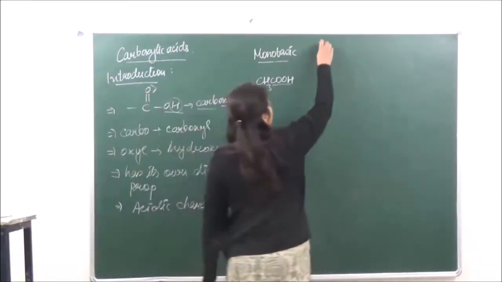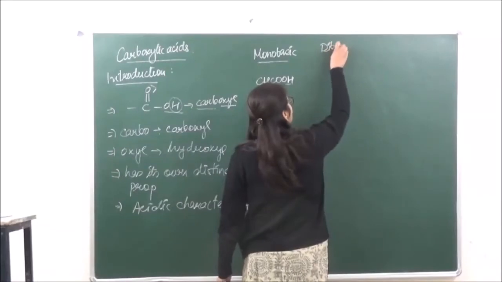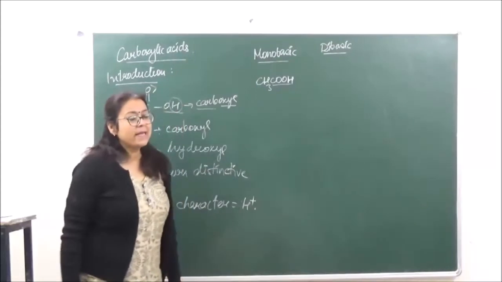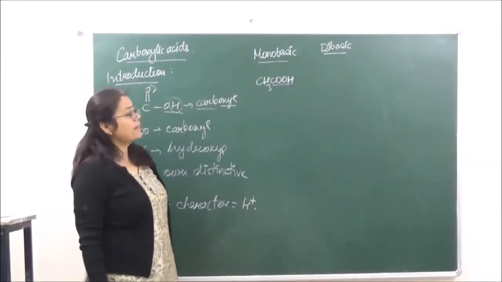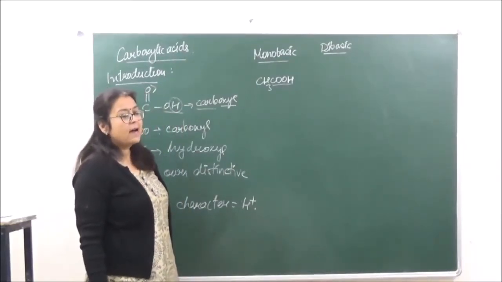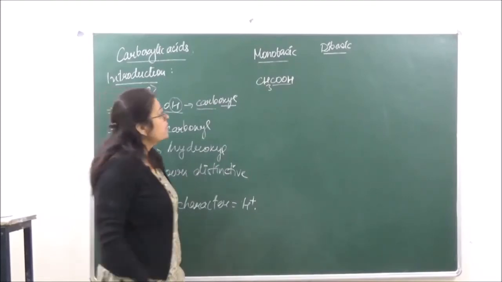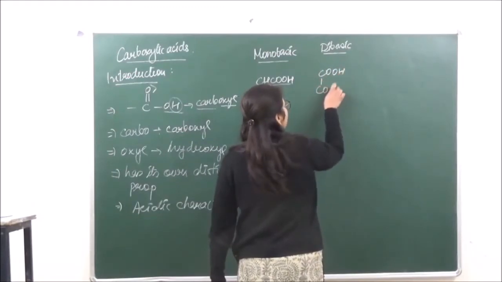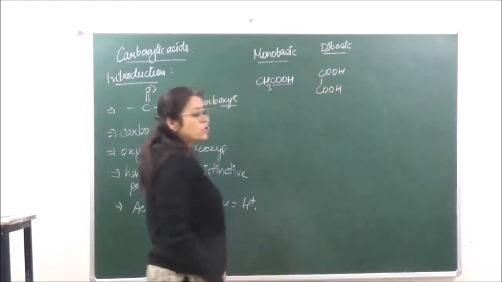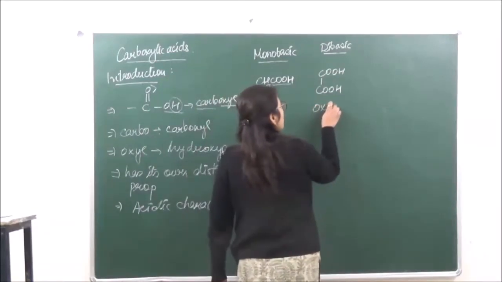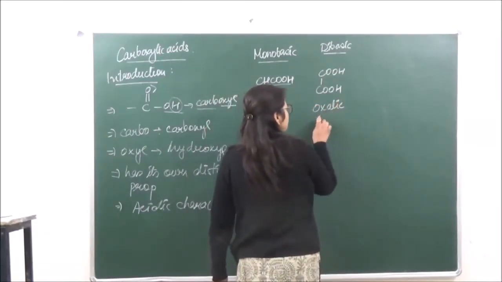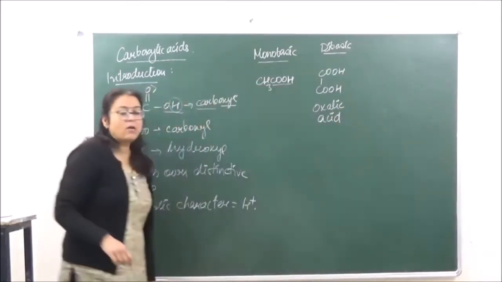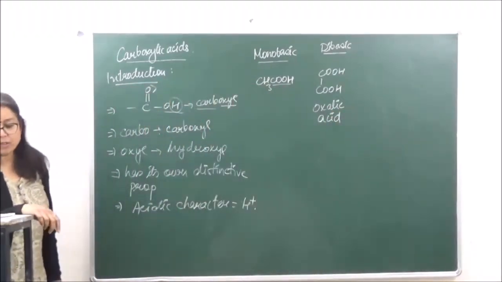The second type of acids are dibasic acids. Dibasic acids displace two hydrogens. When we talk of dibasic acids, we can take the example of a dicarboxylic acid having two carboxyl groups. An example we can take is oxalic acid. Oxalic acid is a dicarboxylic acid.